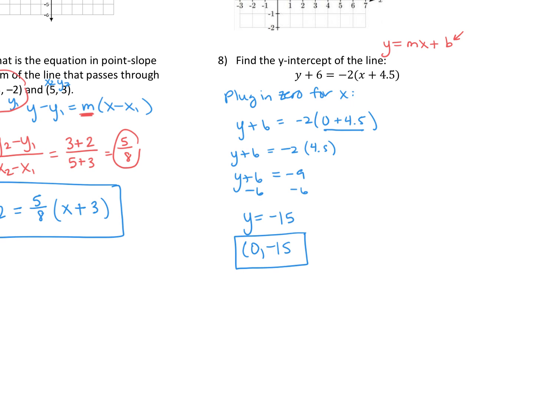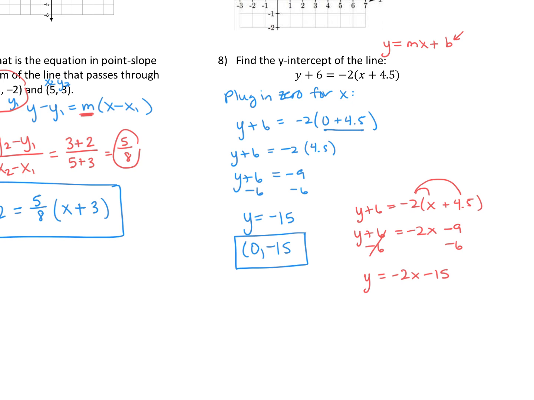So what that would look like is we have y plus 6 equals negative 2 times x plus 4.5. We're going to start by distributing the negative 2. So y plus 6 equals negative 2x. Negative 2 times 4.5 is a negative 9. And then we will subtract 6. So y equals negative 2x. Negative 6 minus 9 is negative 15.